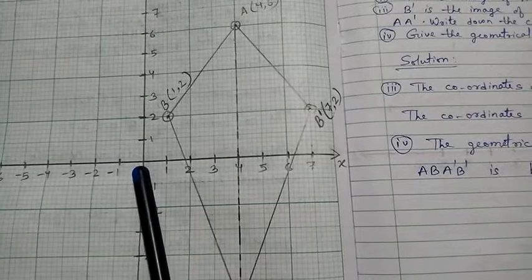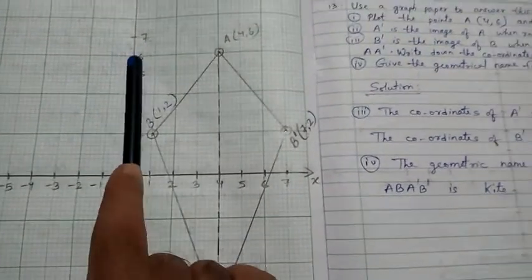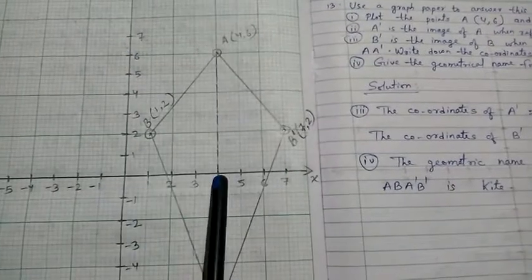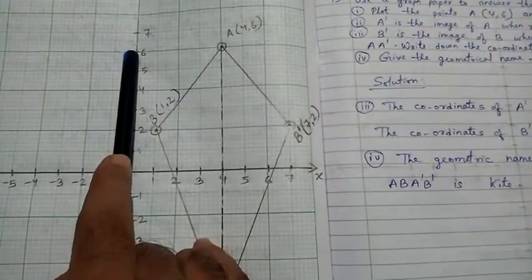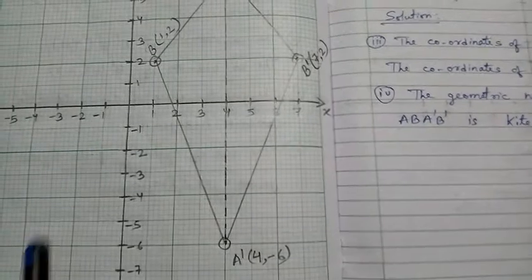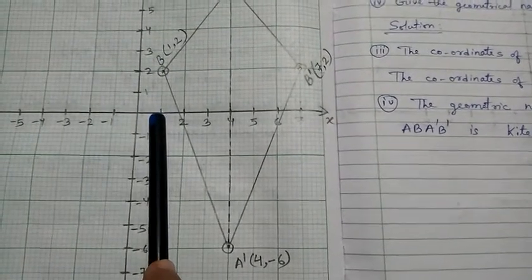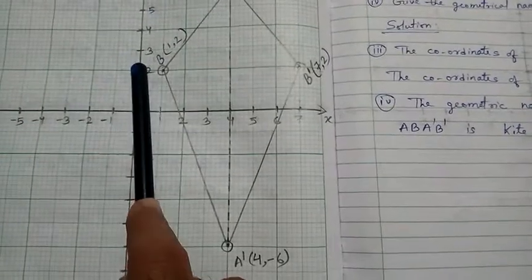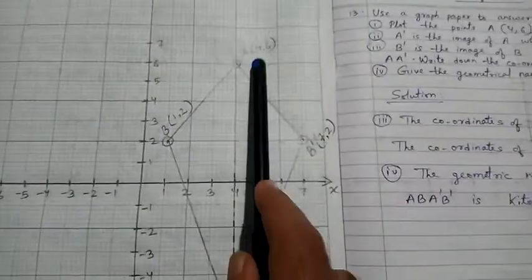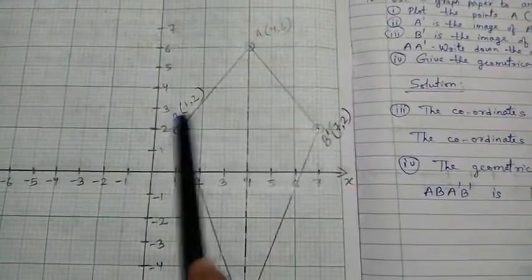So 4, 6 means the 4 is from the x-axis and 6 is from the y-axis. So 4 is here and y-axis 6 is here. So both of them will meet here. So A is 4, 6 and B is 1, 2. Here 1 is for x-axis and 2 is for y-axis. So 1 is here, 2 is here. Both of them will meet here. So first one is done. Plotting of A and B as 4, 6 and 1, 2 is done.